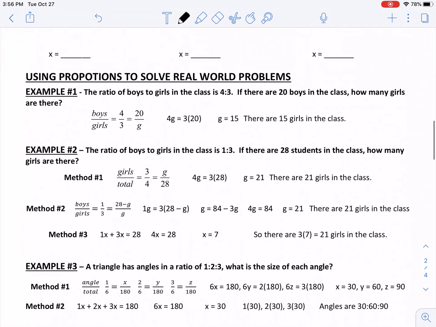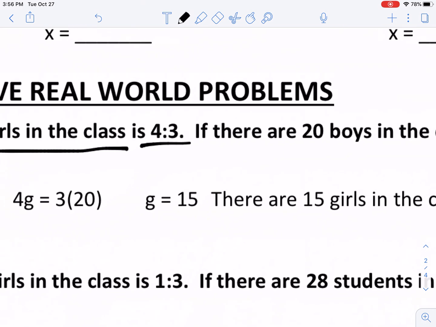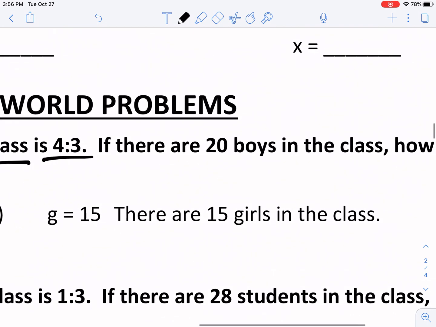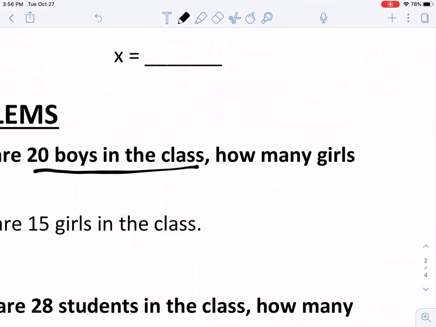Now, other examples we might run into are some actual real-world examples. We can apply this to real-world examples just like we did with the cups of water and the scoops of powder. Example 1 says the ratio of boys to girls in a class is 4 to 3. What does that mean? Well, it means for every 4 boys, there are 3 girls. So if we take the classroom, for every 4 boys, there's going to be 3 girls. But they say if there are 20 boys in total in class, how many girls are there going to be?